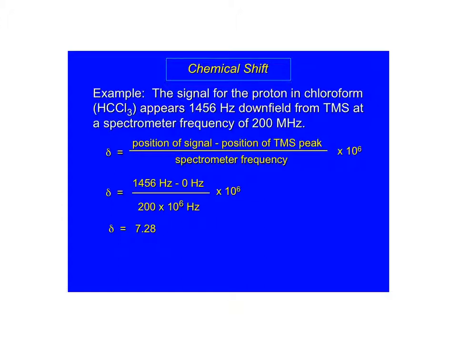But what happens is, this is chloroform. Chloroform for proton NMR only has 1 hydrogen. And it appears at 1456 hertz downfield from TMS for a 200 megahertz magnet. If it was at 800 megahertz, it would be a better separation, because the bigger the magnet is, the better the resolution would be. But you just take 1456 minus 0, which is why I say it's kind of a stupid one, divide that by 200 megahertz, and then multiply that by a million, and you get 7.28. And so if you look at it on the actual spectrum, you will see a peak at 7.28 delta.